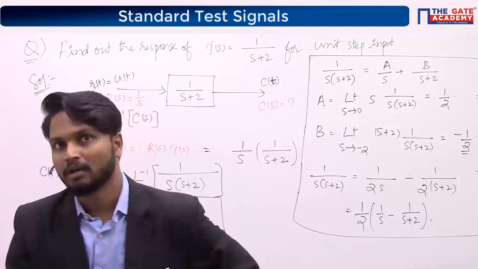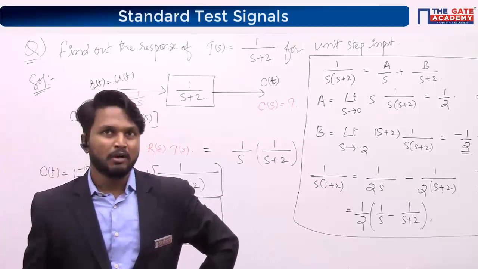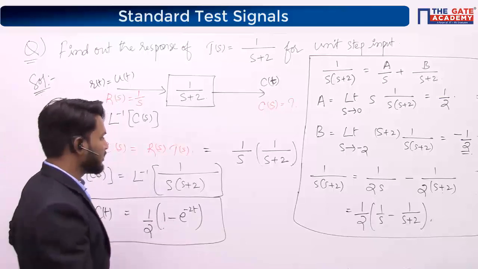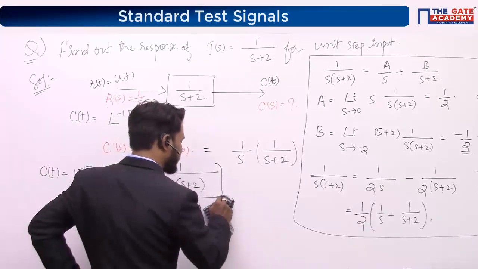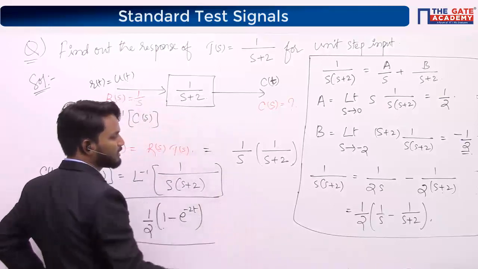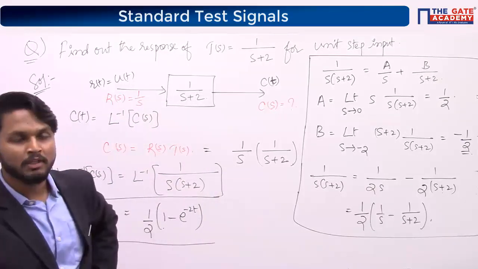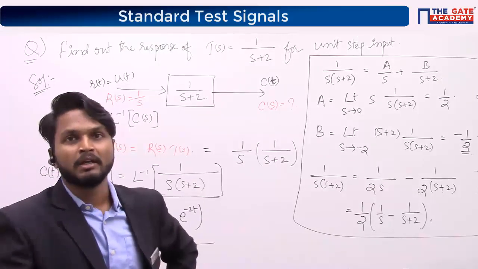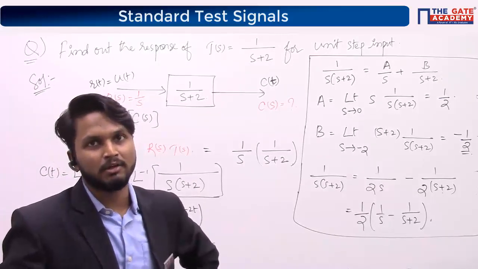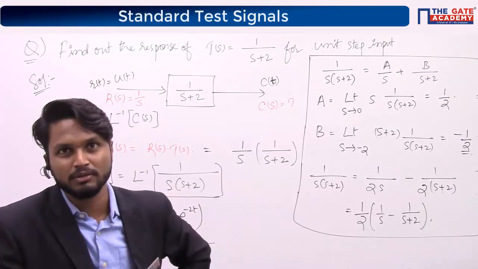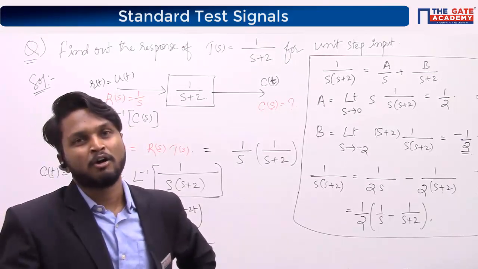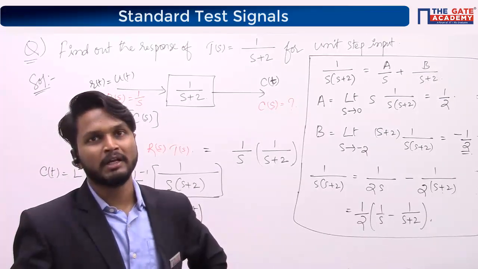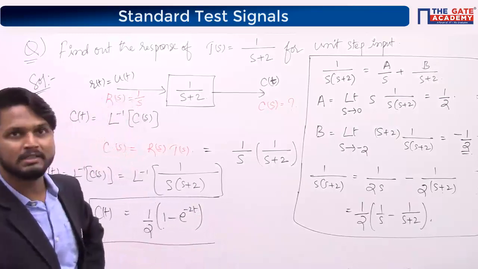Yes, very good, right? So you have given the input unit step. At what time will the unit step input be activated? Input is given at t is equal to 0. If input is given at t is equal to 0, then can the output be present before t is equal to 0? No, right? You cannot get the output before t is equal to 0.